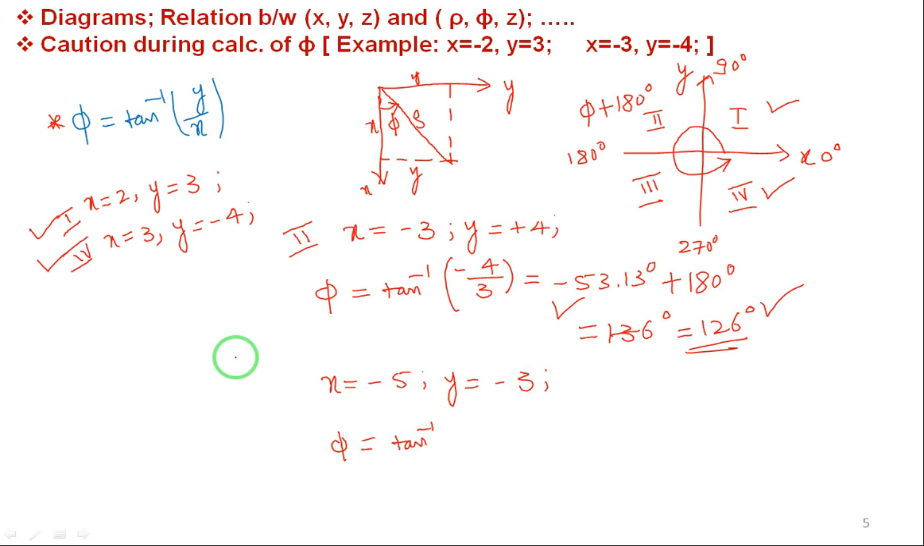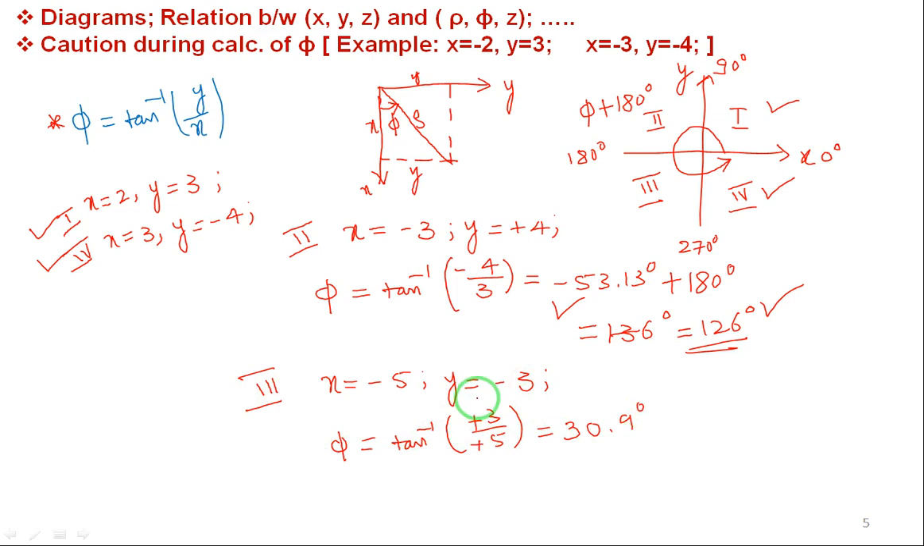This point, x equal to minus 5 and y equal to minus 3, is coming in the third quadrant. Now phi equals tan inverse of y by x, minus 3 divided by minus 5. Minus minus will be plus, so tan inverse of 3 by 5. How much will I get? Tan inverse of 3 by 5. Make it fast. 30.96, so we are getting about 30.9 degrees.